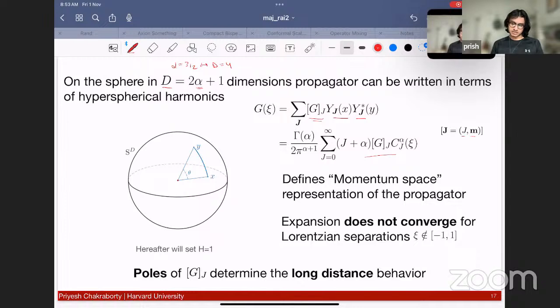So this is the C_j of alpha. These are called Gegenbauer polynomials. So it's the d-dimensional version of your Legendre polynomials that people are already familiar with. So nothing fancy going on over here. But specifically, the poles of your momentum coefficients in j are what are going to determine your long distance behavior.